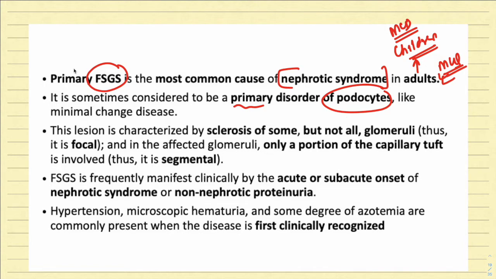Now what do I mean by primary? When I am saying that this is a primary FSGS, what do I mean by primary? Primary means? Very good. This is just going to affect the kidney. It is not secondary to any kind of systemic disorder. So as the name suggests, it is a focal segmental glomerulosclerosis.